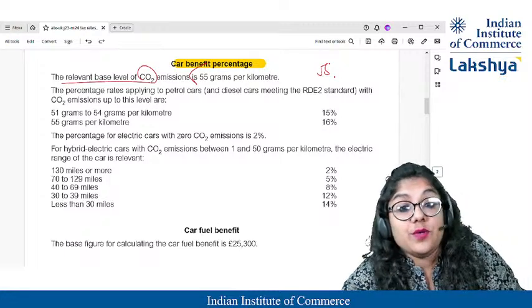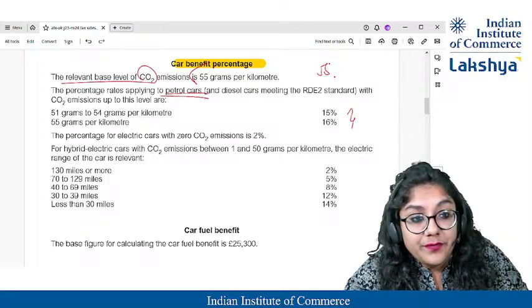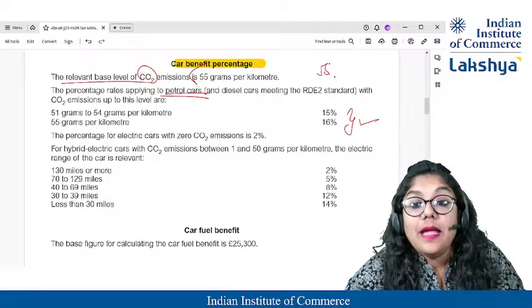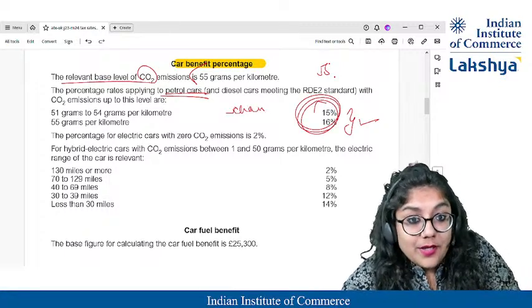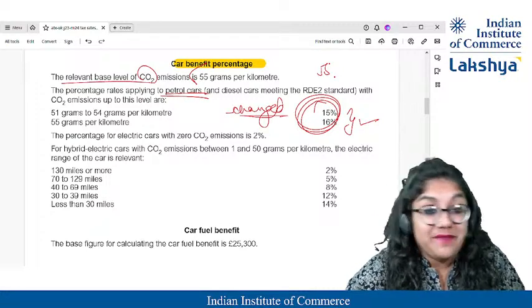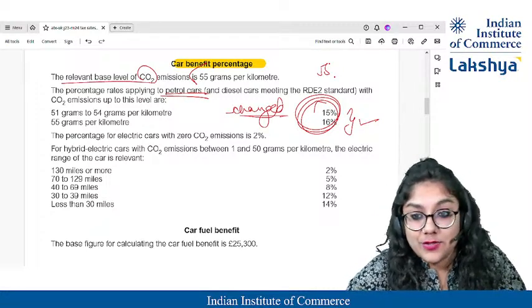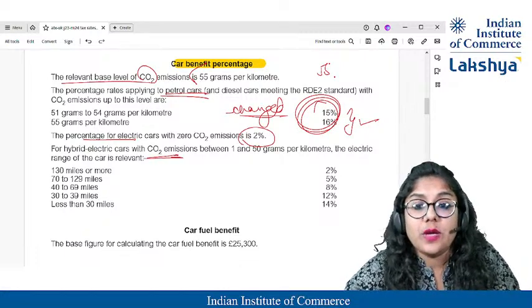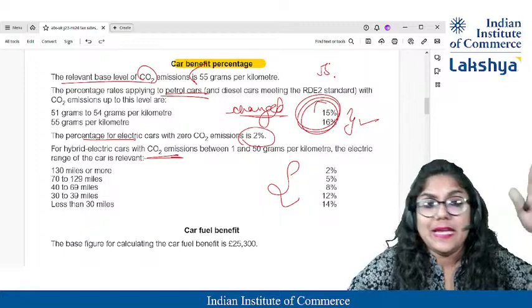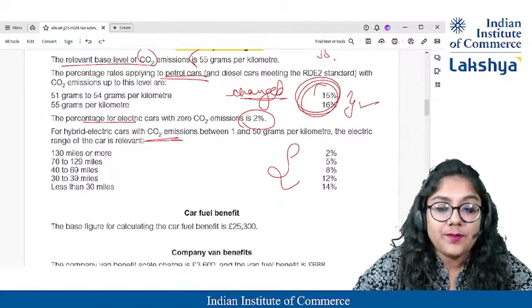If you remember, for a petrol and diesel car it is 15 and 16 percent. Please check, guys, these rates have changed from what they were in the previous year. If the car is an electric car, it is 2%. If it's a CO2 emission hybrid car, then 2, 5, 8, 12, 14%, and so on.